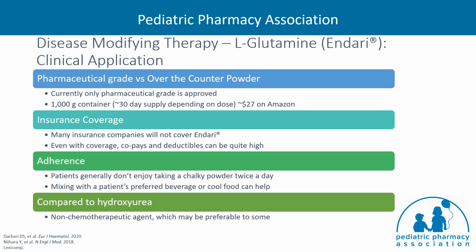Again, from a clinical application standpoint, there are several key things to be thinking about. So pharmaceutical grade versus over-the-counter powder. Currently, only pharmaceutical grade is approved, but patients may find much cheaper product over the counter. So I was looking and found a 1,000 gram container, which is about a 30-day supply depending on the patient's dose, for $27 on Amazon.